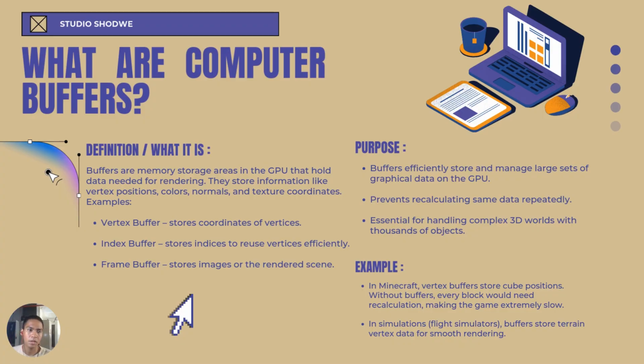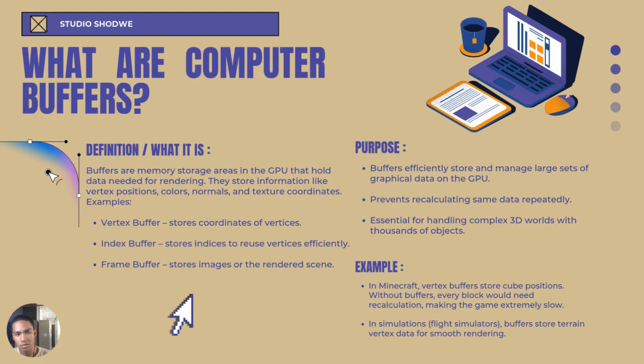And up next is buffers. Buffers are memory storage areas in the GPU that hold data needed for rendering. They store information like vertex positions, colors, normals, and texture coordinates. So there are three buffers: vertex buffer, index buffer, and frame buffer.